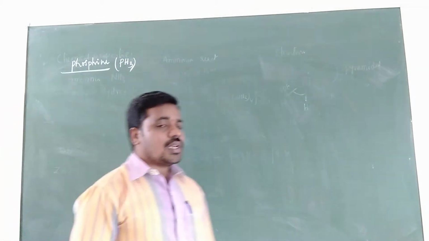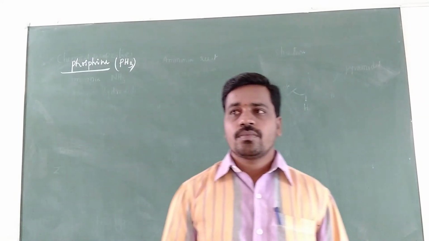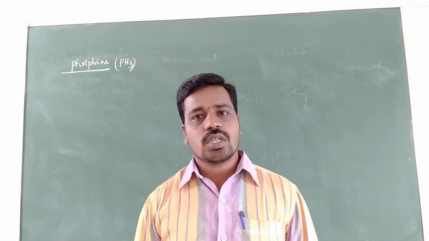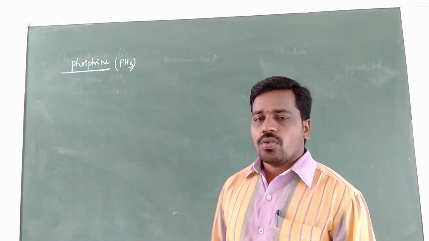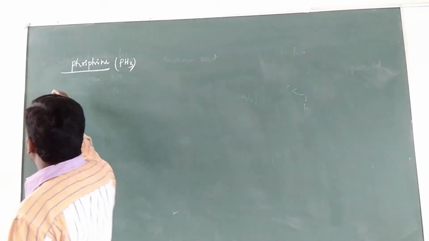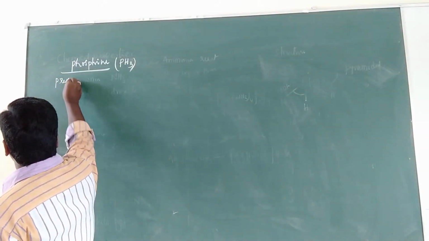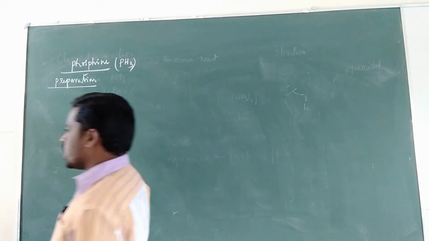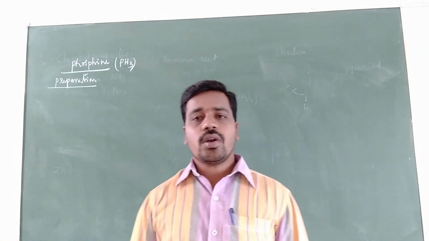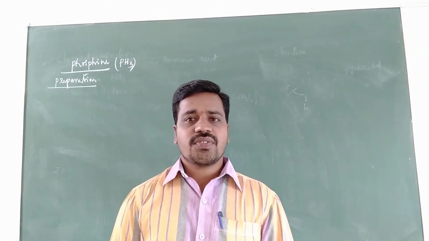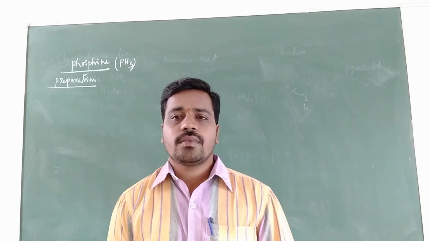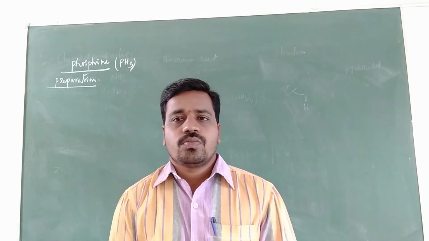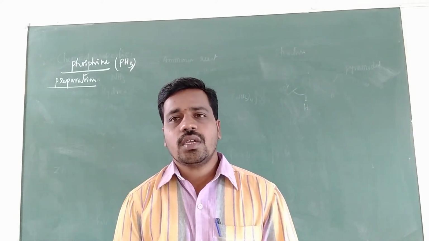Now we will discuss in this class about phosphine, how it is prepared, what are its properties, what is its structure and its uses. So phosphine is generally prepared by reacting white phosphorus with sodium hydroxide in the presence of inert atmospheric CO2.